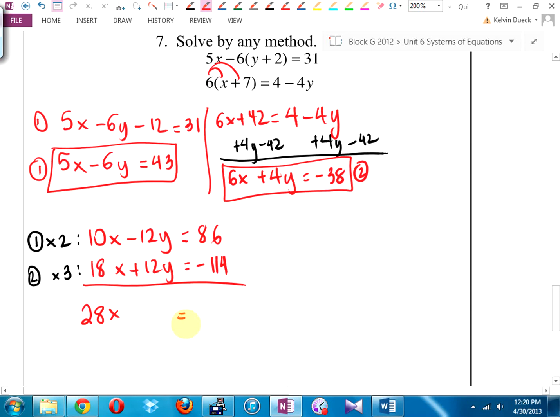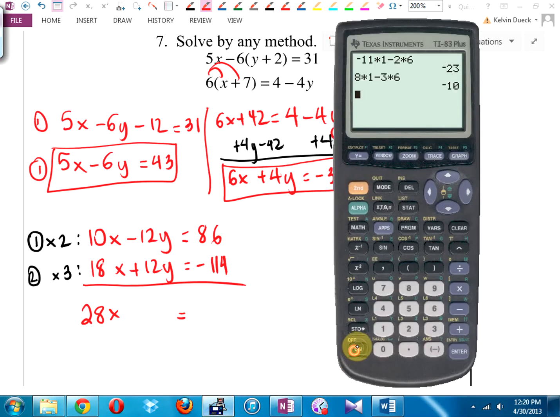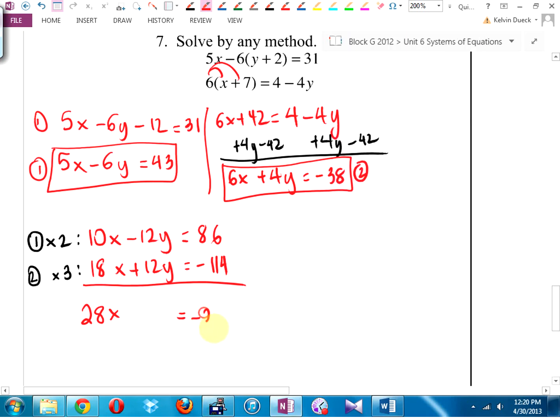28x equals, 86 plus negative 114. Holy smokes!